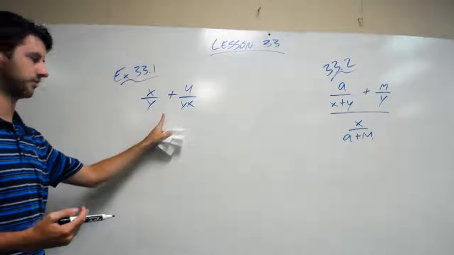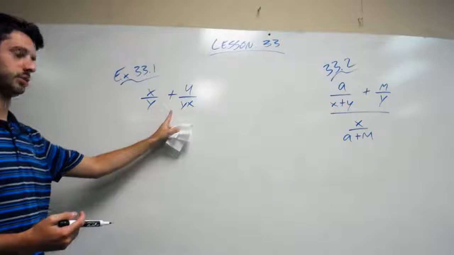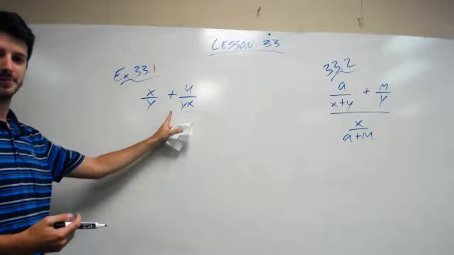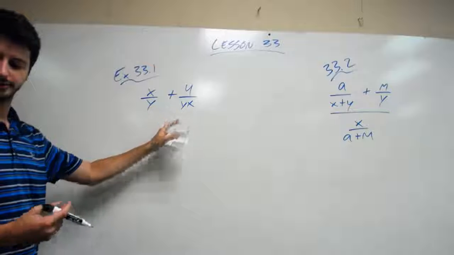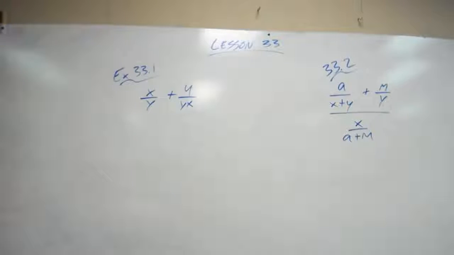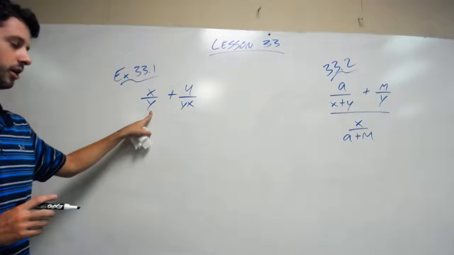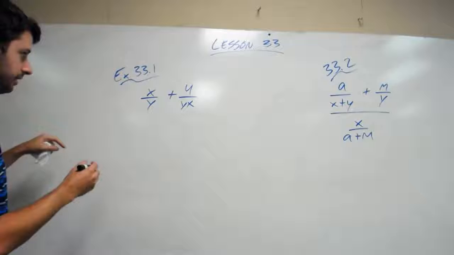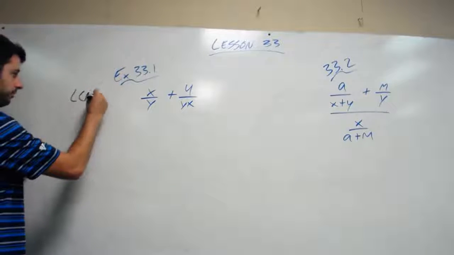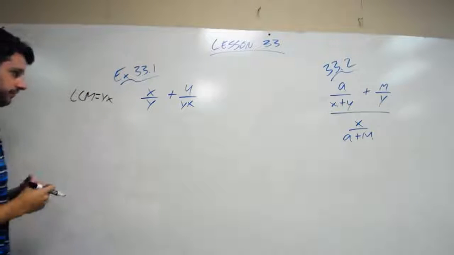So let's look at this first step. How can we add x over y plus 4 over yx? Well, you've got to find a common denominator. The common denominator here would be, well, you have y times x. This is a y, so all you've got to do is multiply it by an x. Least common multiple is yx.